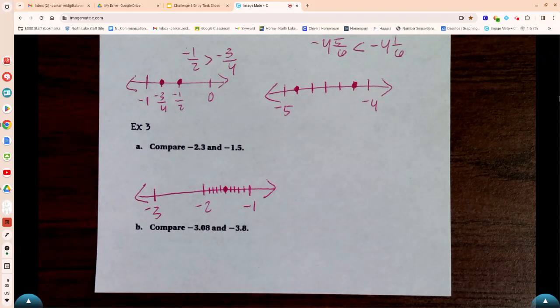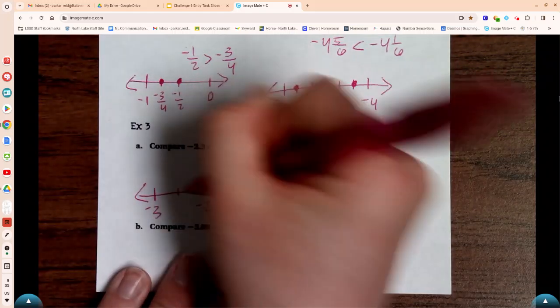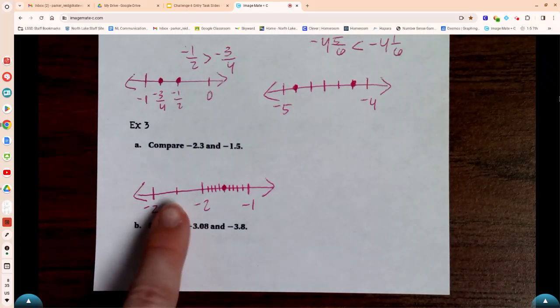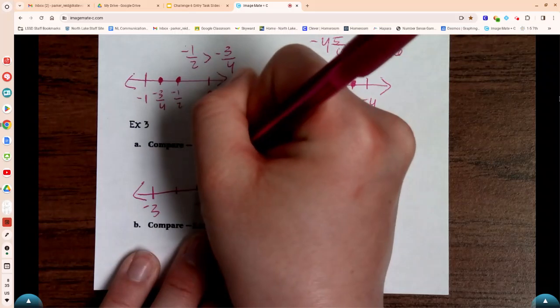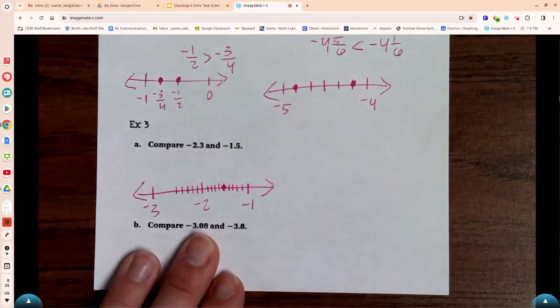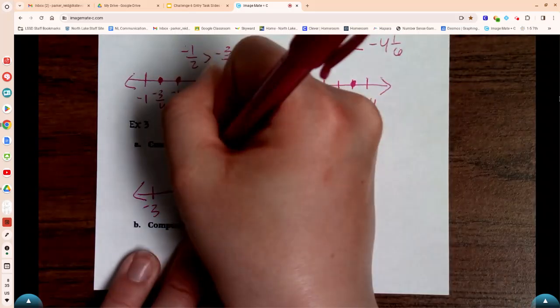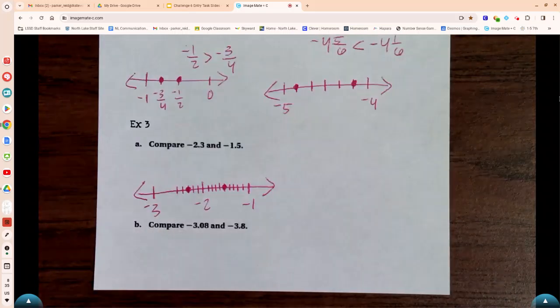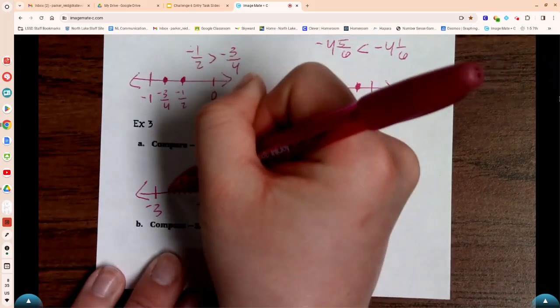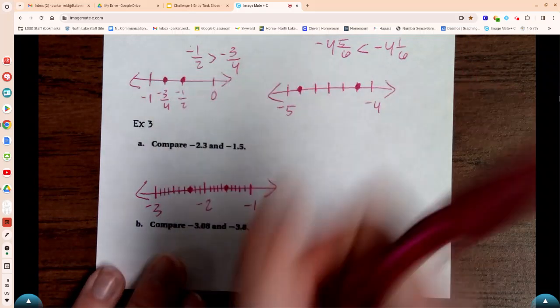And now I'm going to do that same spacing in between my -2 and -3. Again, I personally like to do the halfway point at the beginning. It just helps me space it more evenly. So this would be -2.5 right there. So I'm going to go -2.1, -2.2, -2.3, -2.4, -2.5. And I'm going to plot my -2.3 because I already have enough room for that. That was 3 little tallies to the left of -2. -2.6, -2.7, -2.8, -2.9, -3.